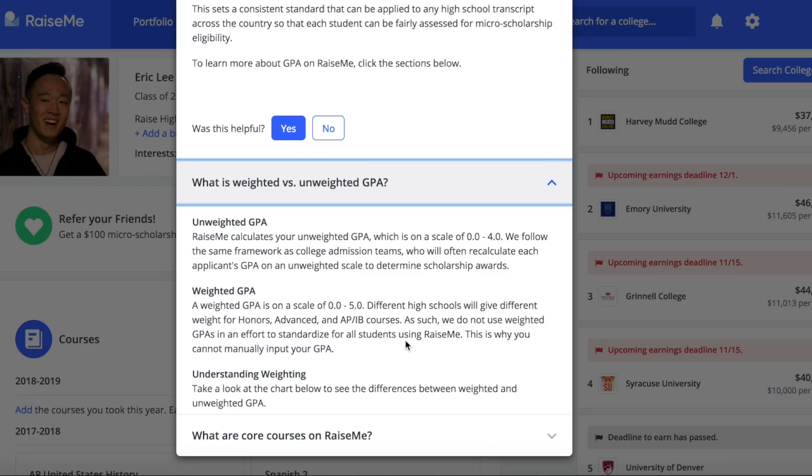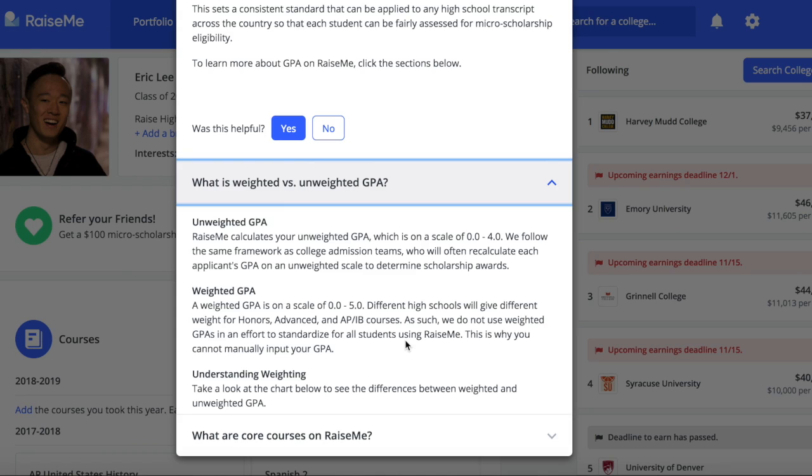Unweighted GPA is on a scale from 0 to 4.0, and it's the same framework that college admissions teams are going to use to calculate GPA. Weighted GPA is on a scale from 0 to 5.0. This is used to take into account honors, advanced, and AP or IB courses.